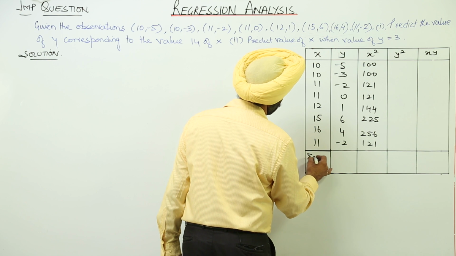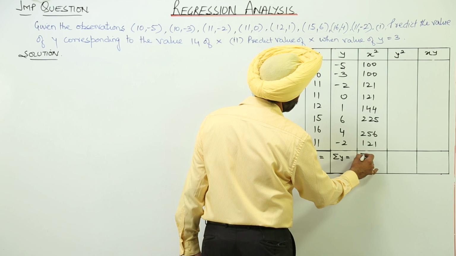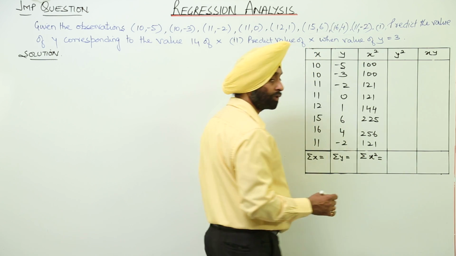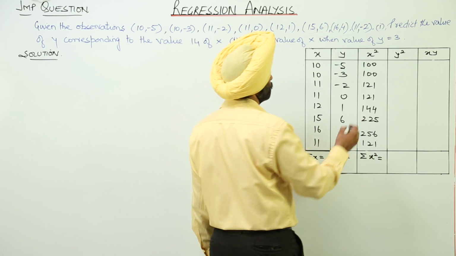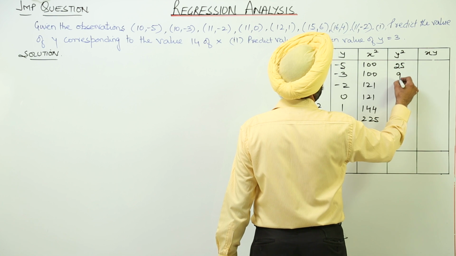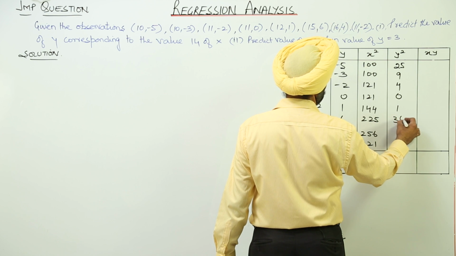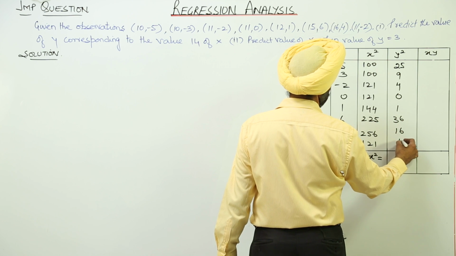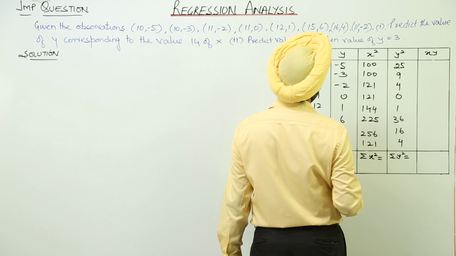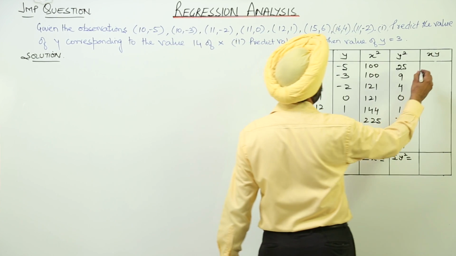Now, summation of x, summation of y, summation of x square. Okay. Then we want y square. Now, y square is 25, 9, 4, 0, 1, 36, 16 and 4. Summation of y square is equal to. Then we want x and y.